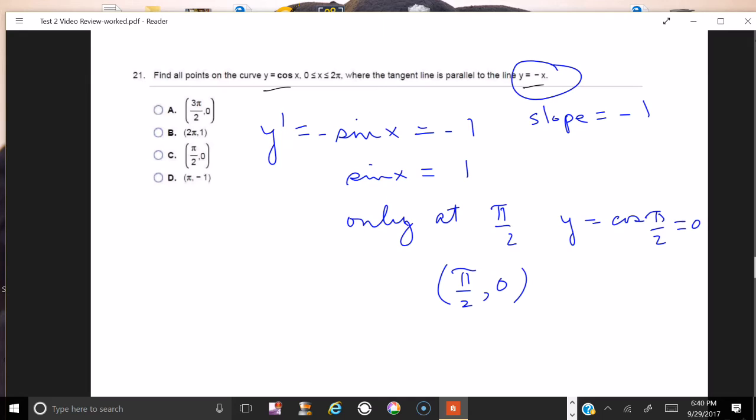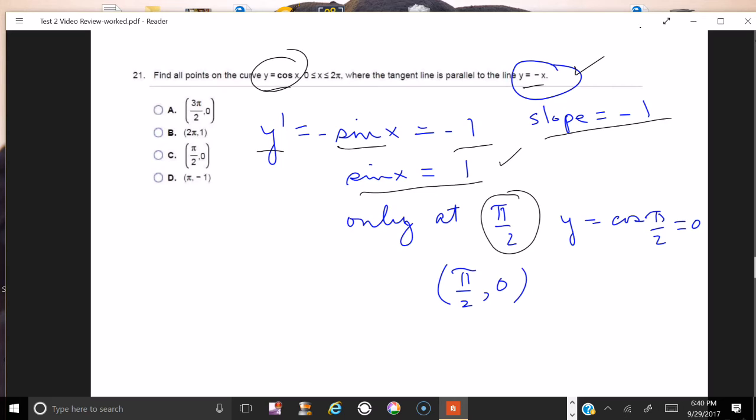Well, if it's going to be parallel to the line y equals minus x, the slope of the tangent line has to be minus 1 because this slope is minus 1. Well, the slope of the tangent line of the function is given by y prime, which is the derivative of cosine of x, which is minus sine of x. So we set that equal to minus 1, and we get the sine of x equals 1. And this sine of x is equal to 1 only at pi over 2.